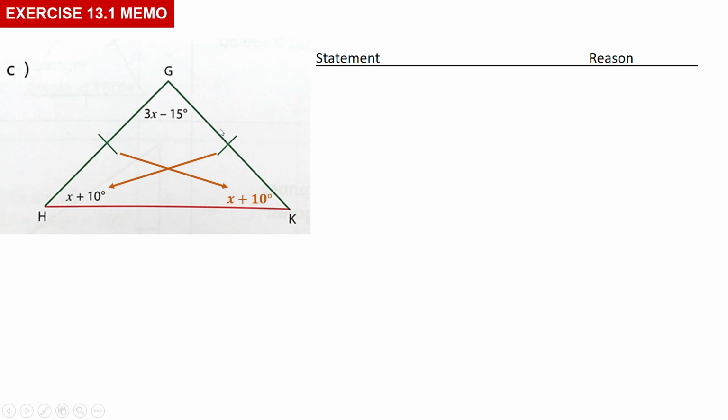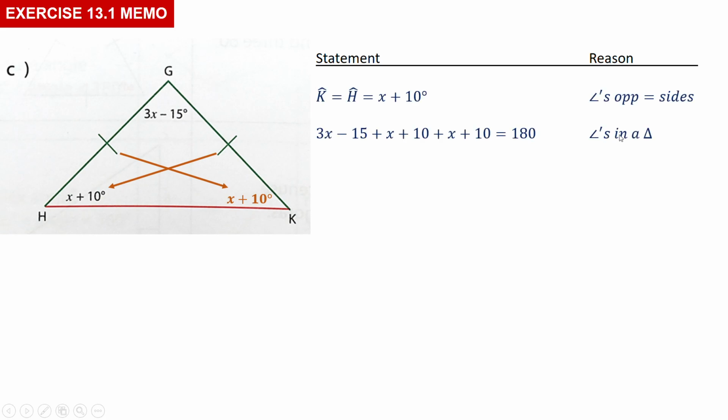Now I can work with angles in a triangle. So this plus this plus this equals 180 degrees. Angles in a triangle. There's my step where I did the angles opposite equal sides. Then I can simplify it. And if you simplify it, 3x plus x will give me 5x. Negative 15 plus 10 plus another 10 will give me 5. Then I can take the 5 over and subtract it, which will give me 175. And if I divide through, I should get x is equal to 35. Then the classification. So I've got G, H, and K.